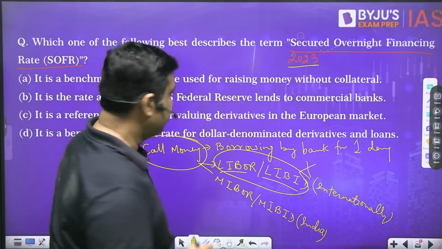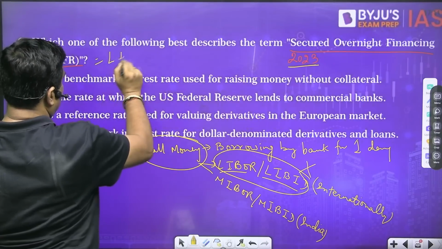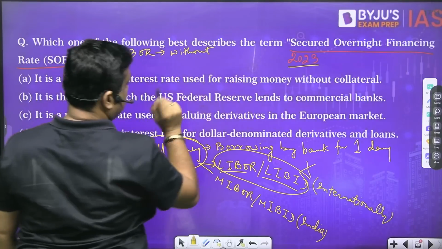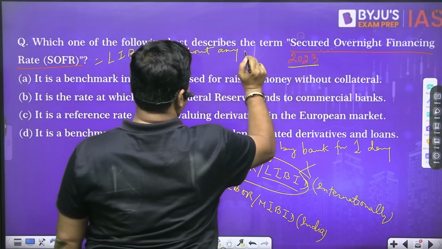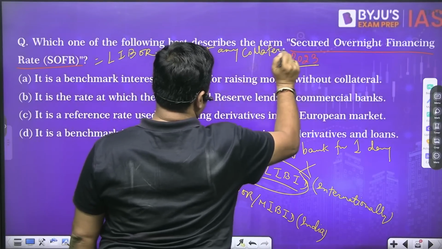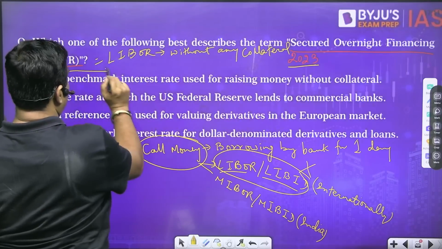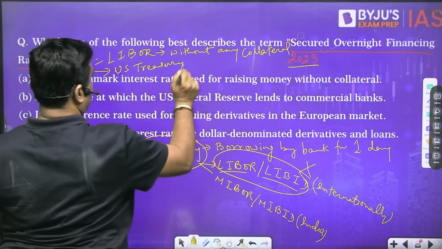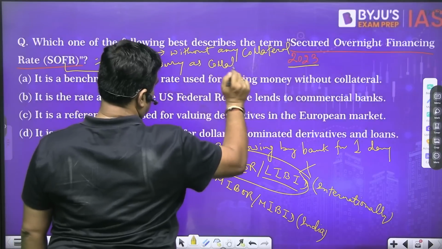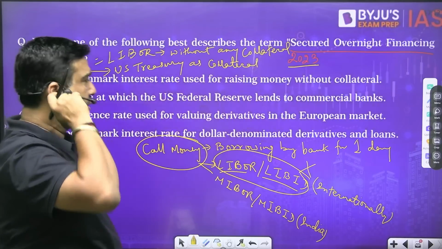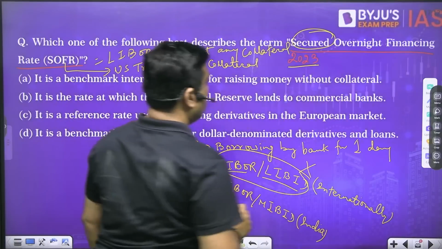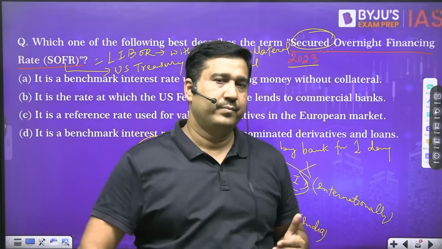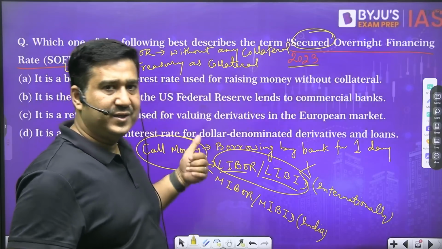SOFR was introduced. Under it, what happens? LIBOR was without any collateral, but in SOFR, US Treasury bills are used as collateral. That is why the term secured has been used. LIBOR was without any collateral, that is why there was chance of scam, but SOFR is based on collateral.